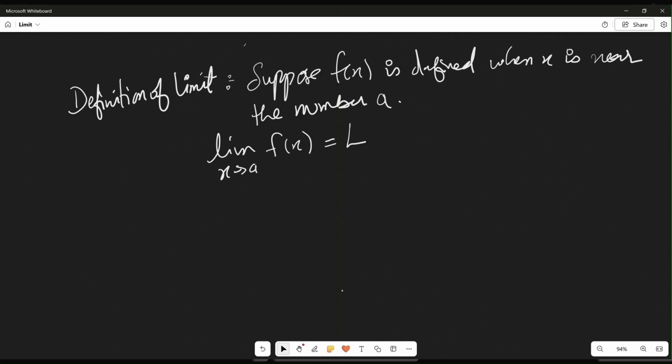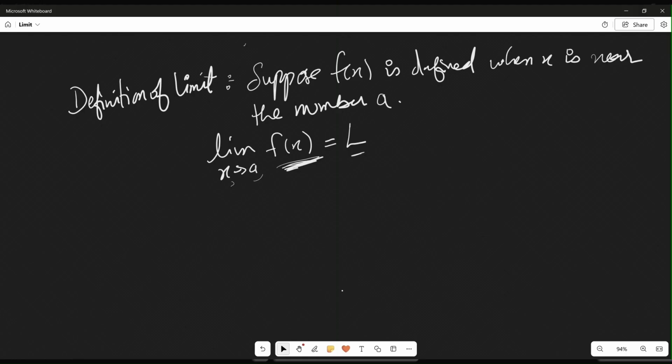Okay, so today we're going to start with limits. First, most of us are probably familiar with the definition of a limit. Suppose a function is defined when x is near the number a. So how do we write this? The limit of the function f(x) as x approaches a is equal to L.